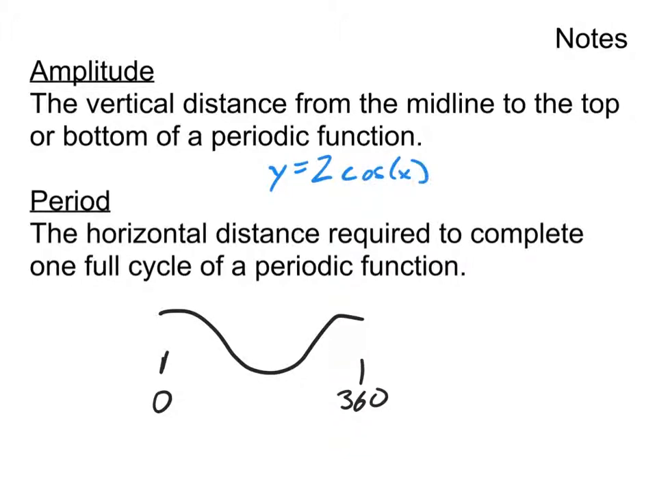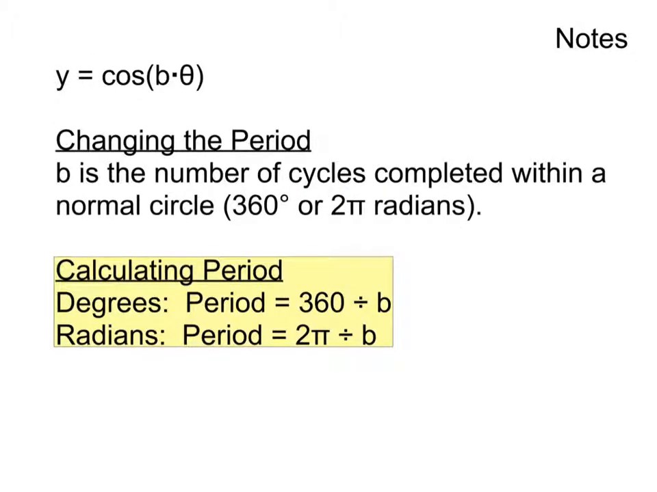Notice the 2 is in front of cosine. What happens, though, if we put the 2 inside with x? That's going to be something new. That is a transformation we have not done this year. As it turns out, it changes the period. So, add this to your notes, and we're going to then see how to actually use and apply it.